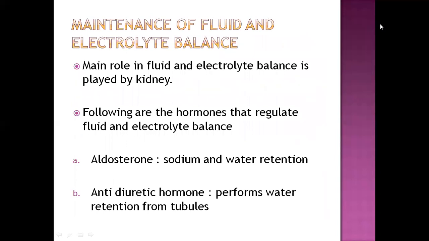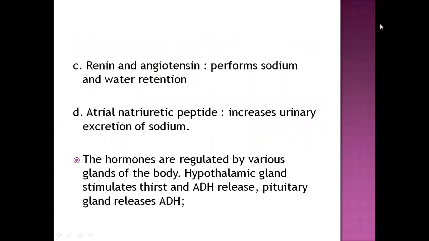Fluid and electrolyte is balanced through many organs. The first is kidney because it plays the main role. There are hormones that help to regulate fluid and electrolyte balance. Those hormones are aldosterone, first, sodium and water retention; antidiuretic hormone, it performs water retention from tubules; renin-angiotensin, it performs sodium and water retention; atrial natriuretic peptide, it increases urinary excretion of sodium.